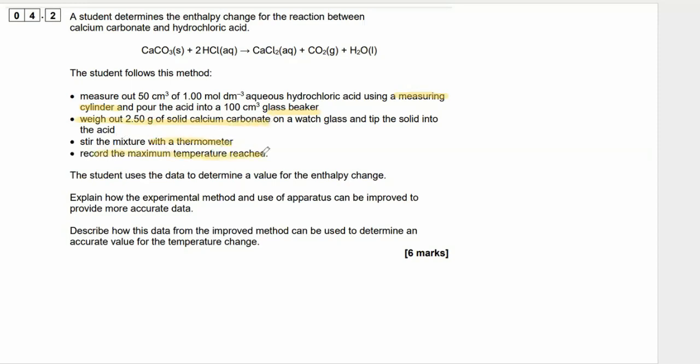So let's highlight some of the key points and then let's have a go at this question. So what we're really looking at here is what mistakes have they made? Now they measured with a measuring cylinder, but they should have used a pipette. And that's a much more accurate way to measure a volume. You could use a burette, but it's better to use a pipette.